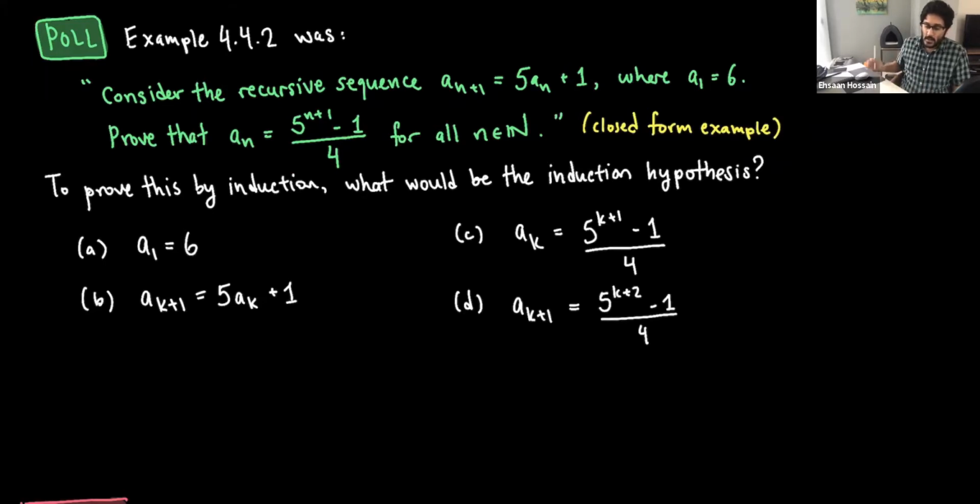The question was, prove that a_n has this closed form. And then they gave a proof by induction. And in that proof by induction, how would you put the induction hypothesis? That's basically what the question asked. What's the induction hypothesis in this proof?